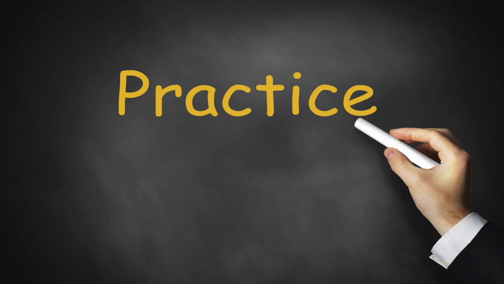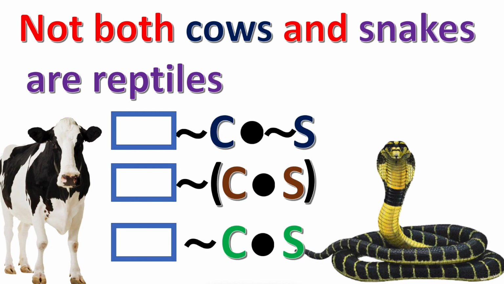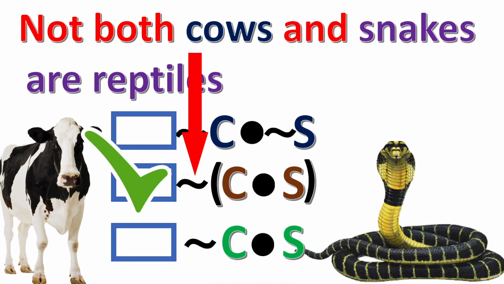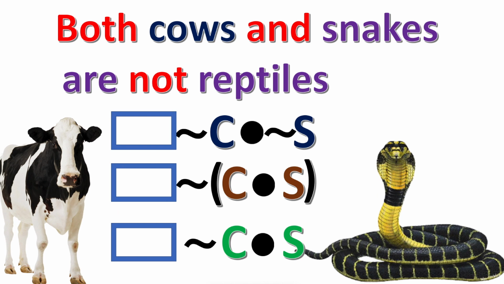Let's work some practice problems. Choose the correct translation for this statement. Press pause if you need more time. The answer will appear in 3, 2, 1. The tilde goes outside the parentheses. Next practice problem. Choose the correct translation. And press pause if you need more time. The answer in 3, 2, 1. This is the correct translation.